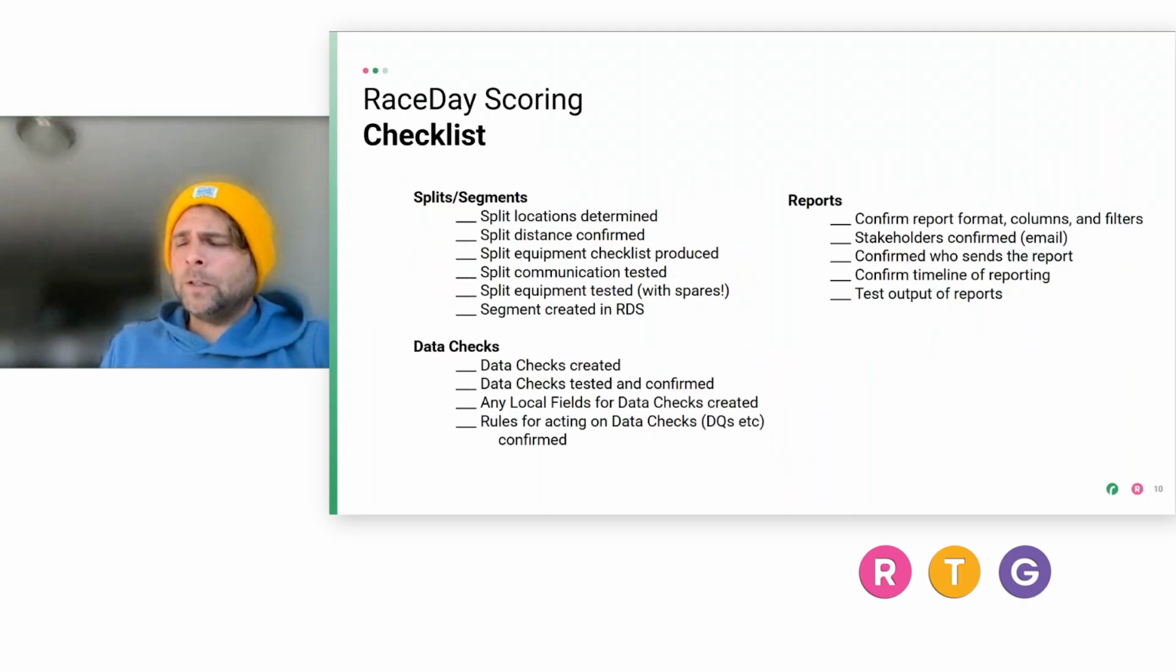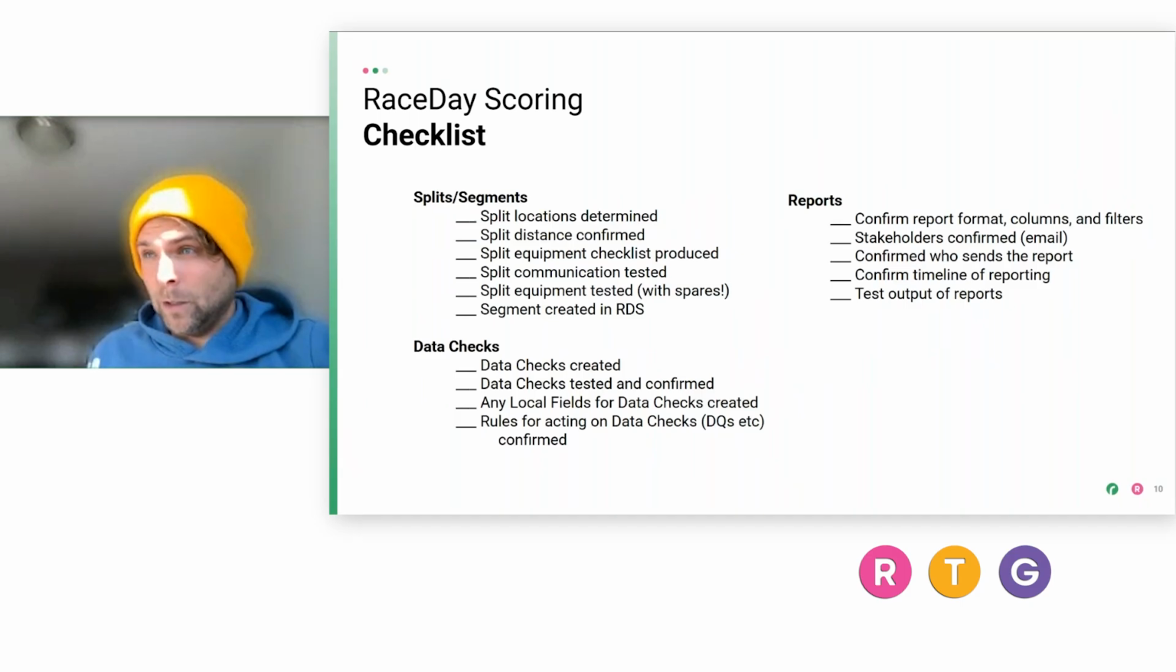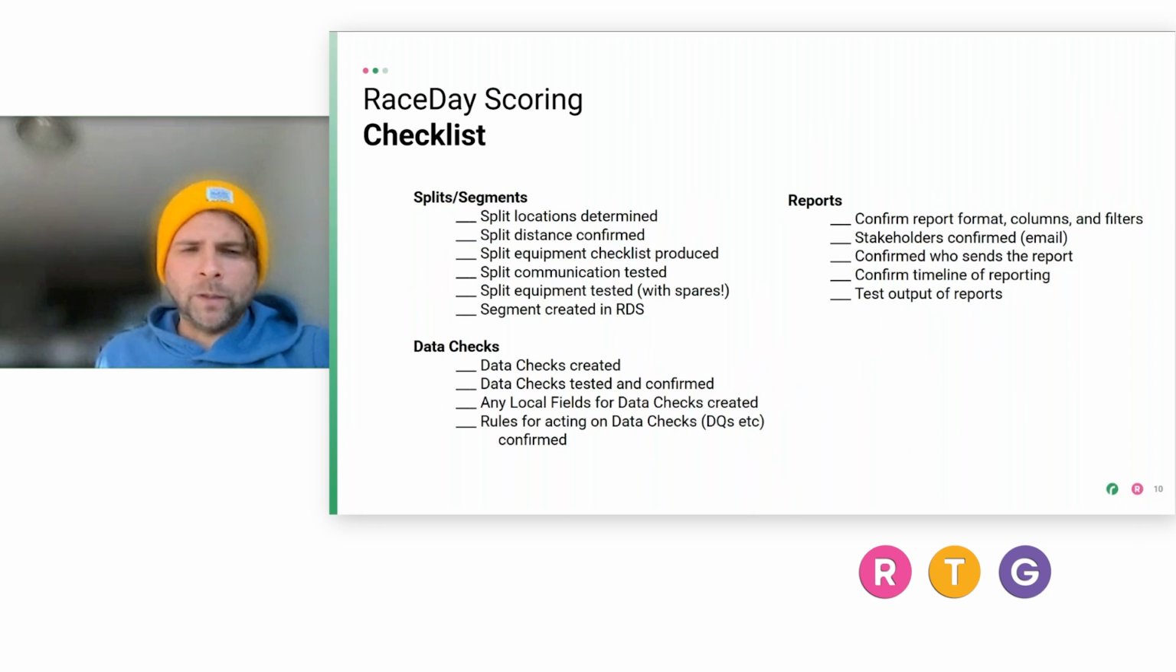One thing that you're going to see in these sections, and we don't need to go through all of this necessarily, I'll probably just speed run it, is some checklists to make sure that you've gotten all of your ducks in a row. So in the case of splits and segments, making sure you know the location, the distance, the equipment, communication method, and that you've tested all of your equipment with spares. N+1 is a good rule during this time of year, and that the segment is set up in race day scoring.